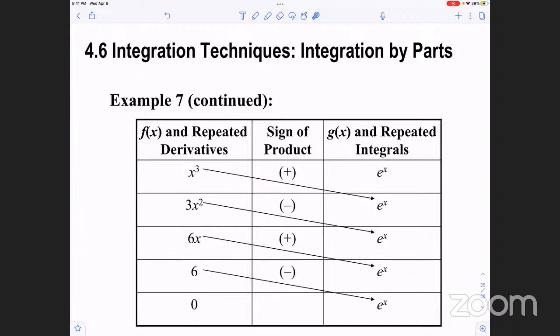So then with the sign of the product, I'm thinking that's coming in from the UV part, right? Let's kind of keep going.